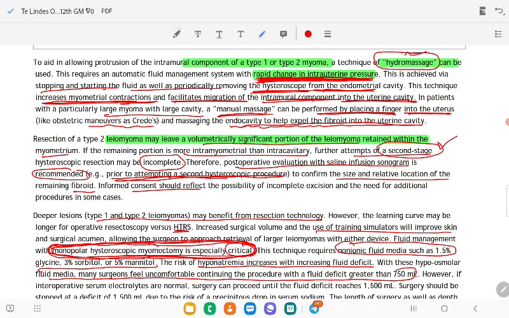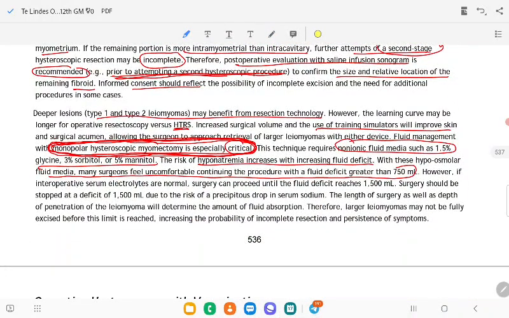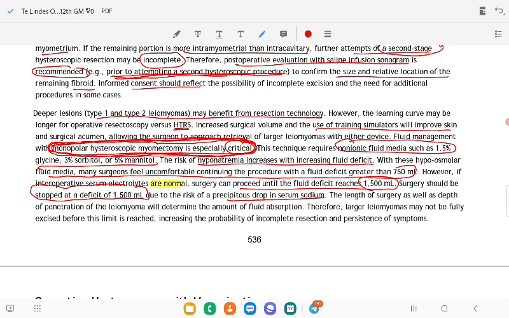However, if intraoperative serum electrolytes are normal, surgery can proceed until the fluid deficit reaches 1500 ml. Surgery should be stopped at a deficit of 1.5 liters due to the risk of a precipitous drop in serum sodium. When you stop, if you are using glycine, sorbitol, mannitol, you stop at 1.5 liters.